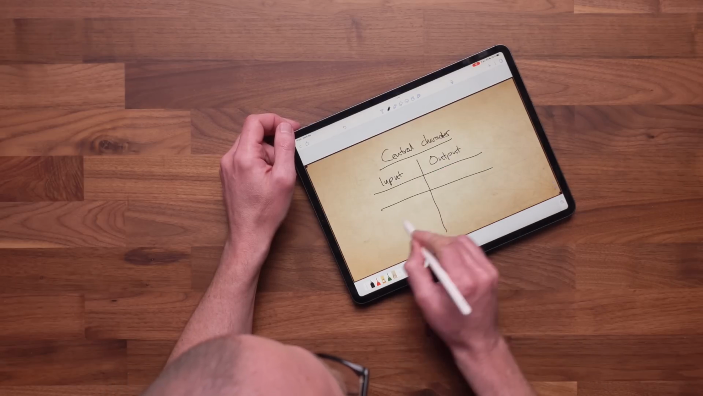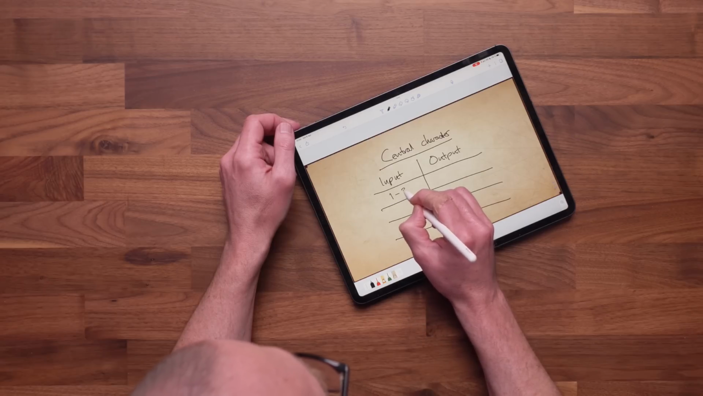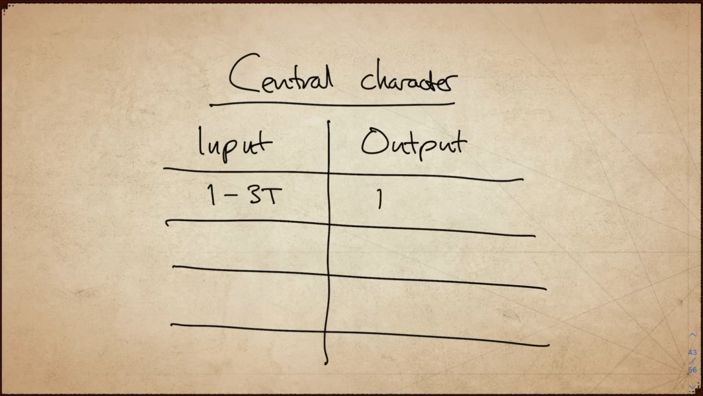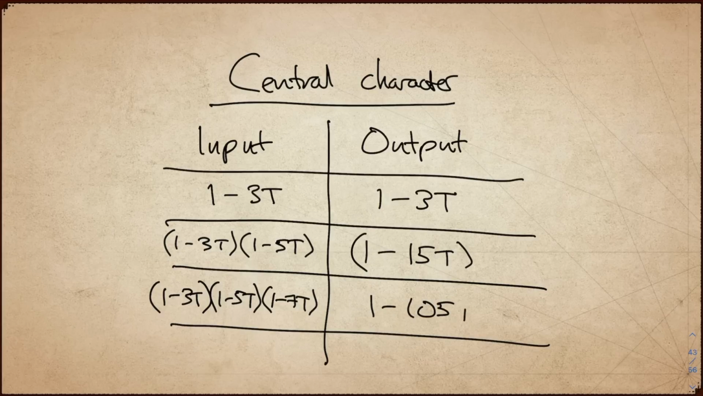For the central character operation, 1 minus 3t would give 1 minus 3t. But 1 minus 3t times 1 minus 5t would give 1 minus 15t. And 1 minus 3t times 1 minus 5t times 1 minus 7t would get 1 minus 105t. That's 3 times 5 times 7.